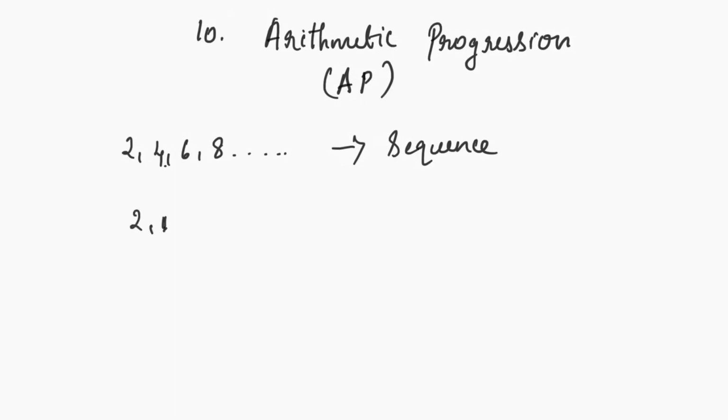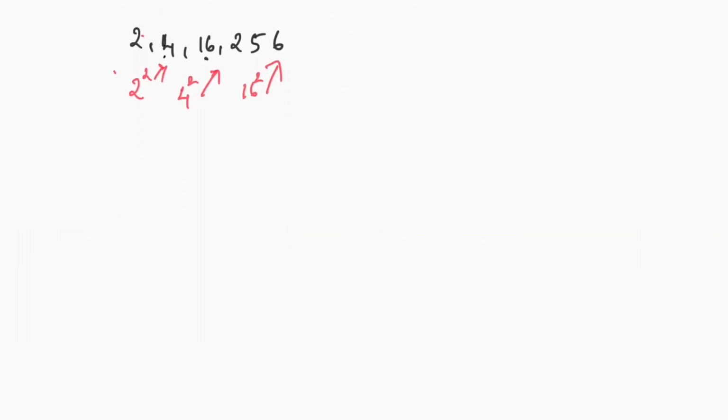Now if I take 2, 4, 16, 256, again this is a sequence. What is the reason? You just check the numbers. First number 2. Then 2 square gives you 4. 4 square gives you 16. 16 square gives you 256. So again there is a connection between the numbers and the preceding numbers, so it's called a sequence.